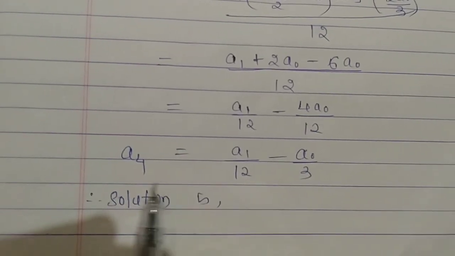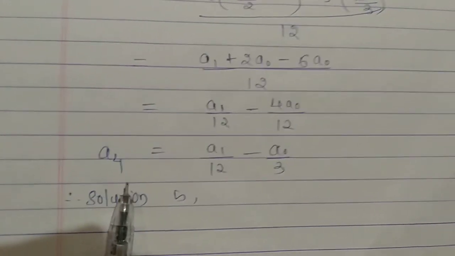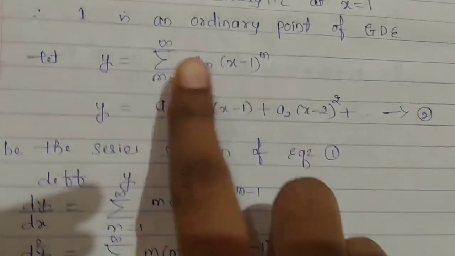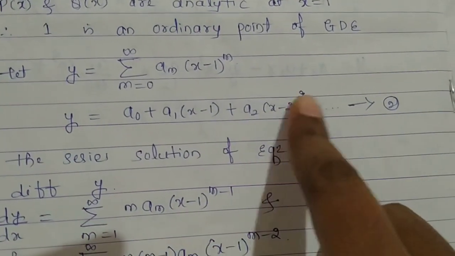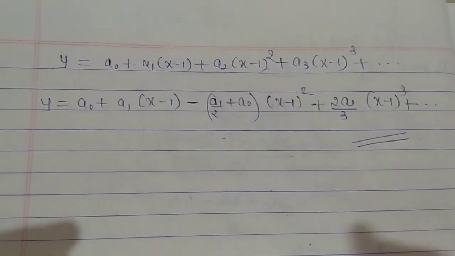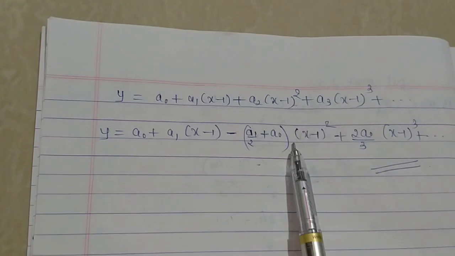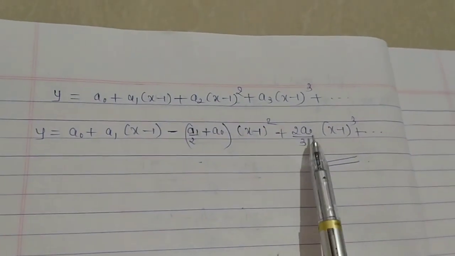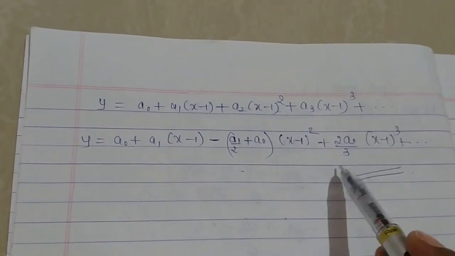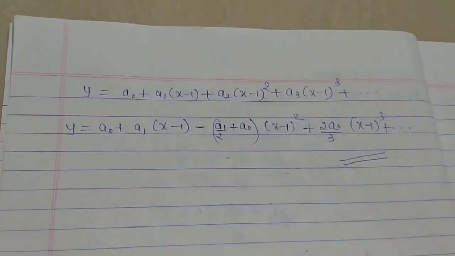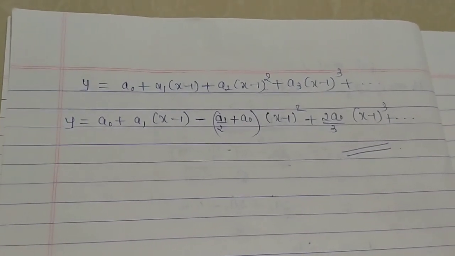Therefore we can find the solution by substituting all these values in the equation, and that is y = a0 + a1(x - 1) + a2(x - 1)^2 plus so on. What is my a2? a2 is -a1/2 - a0, a3 is 2a0/3, and a4 and so on. This is my required result. So this is a solution whenever we have an ordinary point as 1, 2 and so on, that is, other than 0.